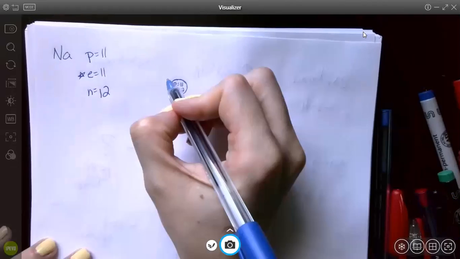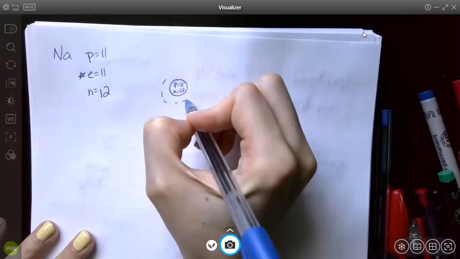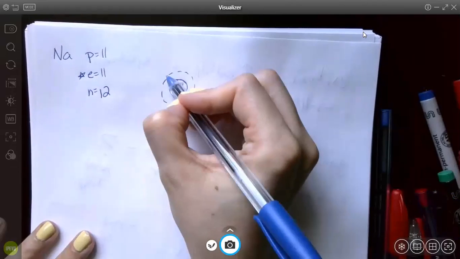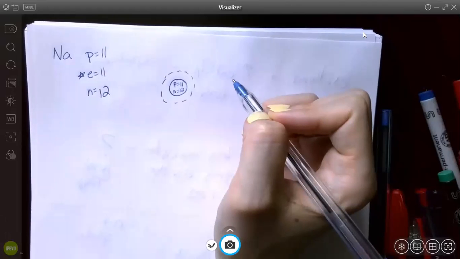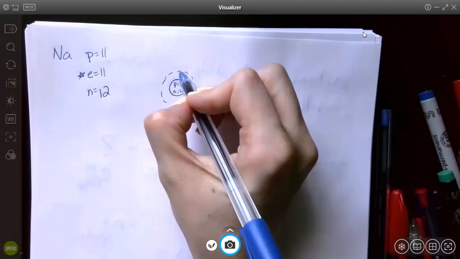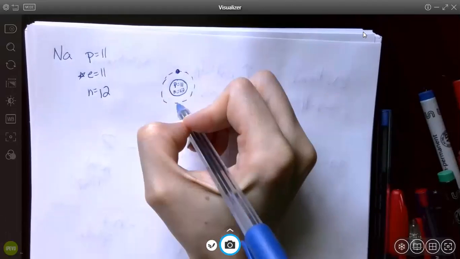Okay, so then I start drawing in my orbitals. And the first orbital holds 2 electrons. One goes at the top and one goes at the bottom.